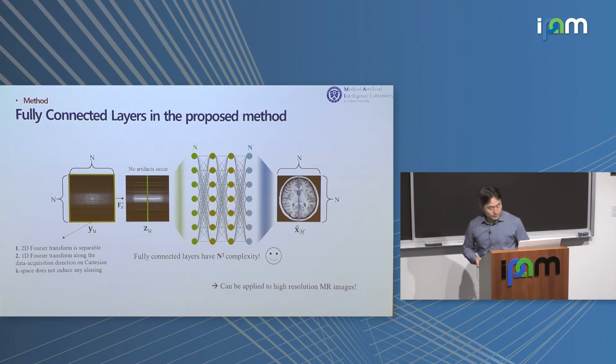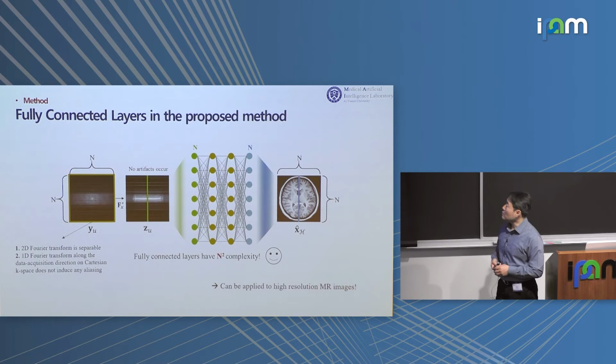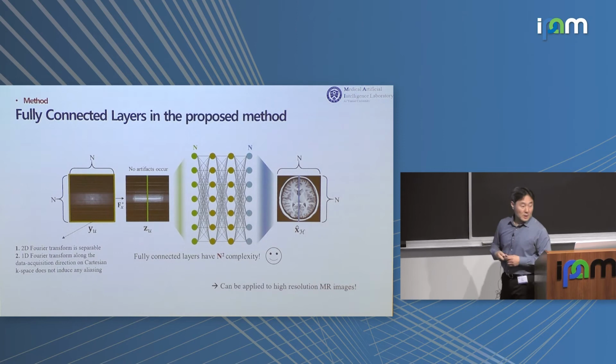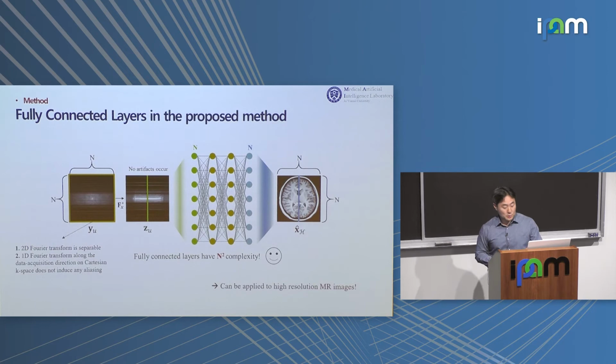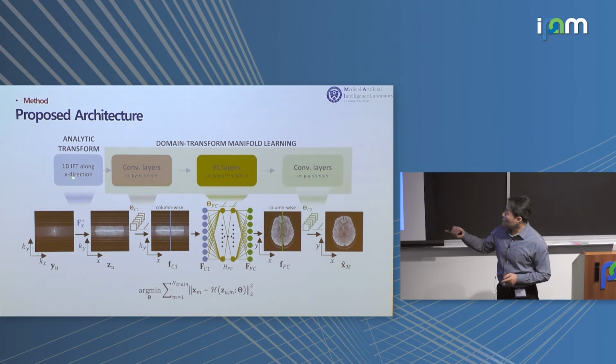So the proposed network works in this way. From the undersampled k-space data, which is the Cartesian sampling, we apply the 1D Fourier transform and set up fully connected layers to learn the domain transform from the 1D Fourier transform to the 1D image. In that way, it can be applied to high-resolution MR images. So this is the whole framework. Input the undersampled k-space data, apply the 1D Fourier transform, which is the analytic transform, and this fully connected layer does the domain transform.